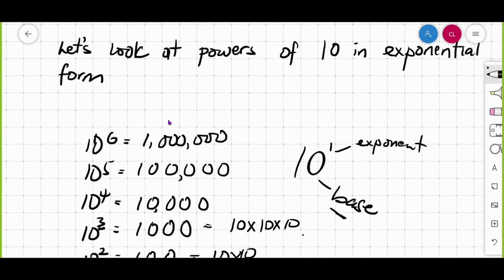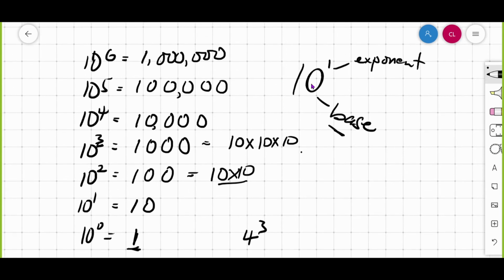In order for us to do these problems, we need to know the powers of 10 in exponential form. Remember that the exponent tells the number of times that the base must appear in the problem. So 10 to the 0 power, the base does not appear, and we represent that situation by 1. 10 to the first is 10. 10 to the second power is 100. 10 to the third power is 1,000. 10 to the fourth power is 10,000. 10 to the fifth power is 100,000, and 10 to the sixth power is 1 million.